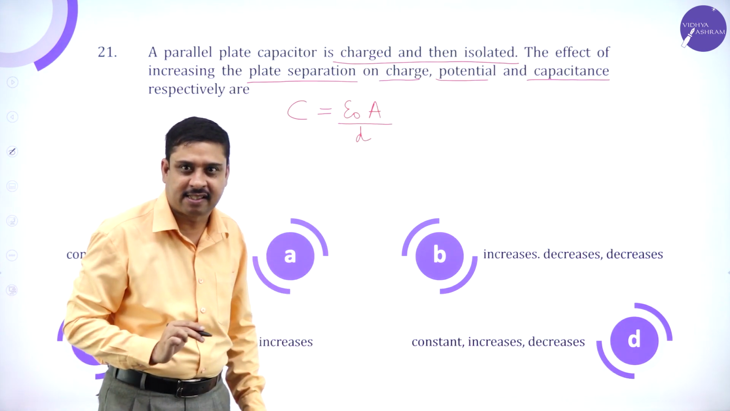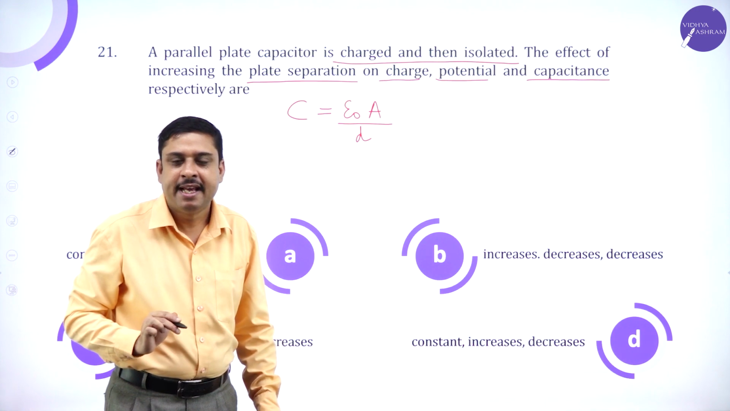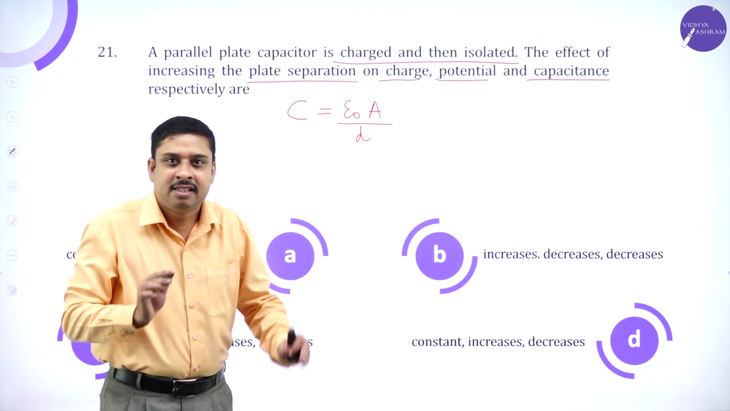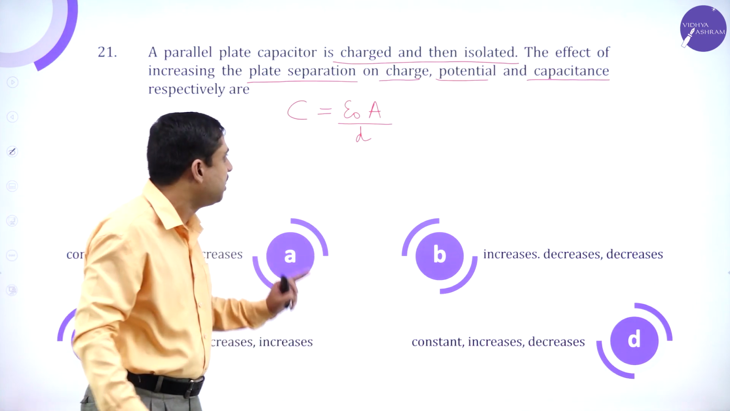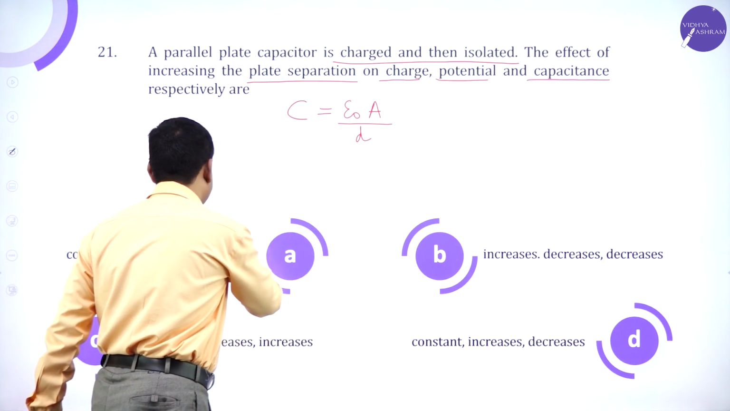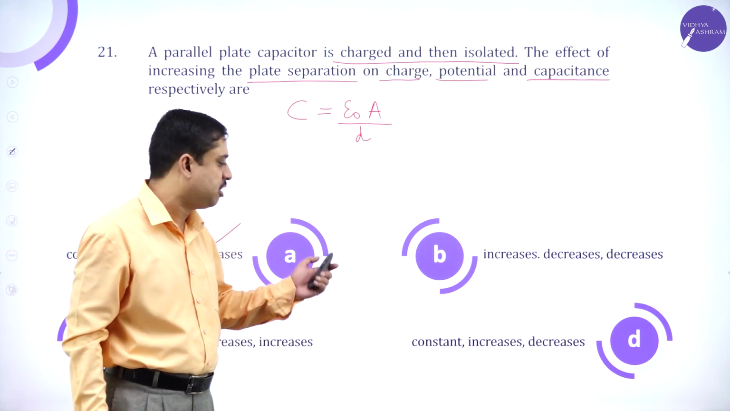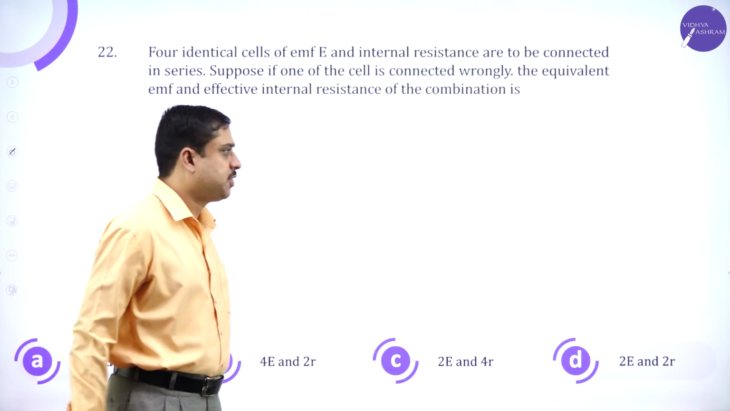Potential decreases. Naturally, the capacitor is isolated. It is separated from the field and the capacitance decreases. So option 1 is the answer. The next question, students.